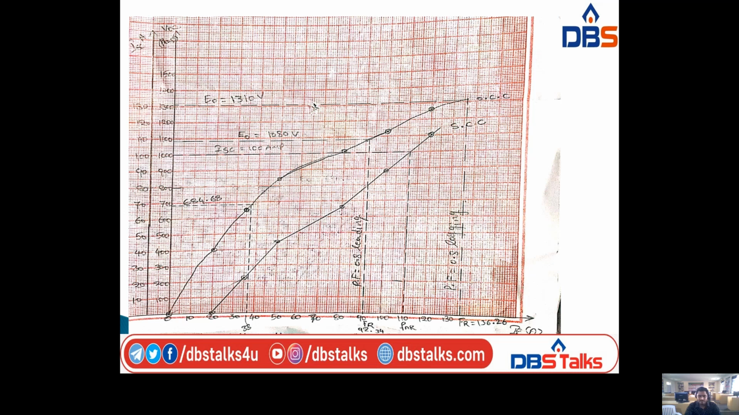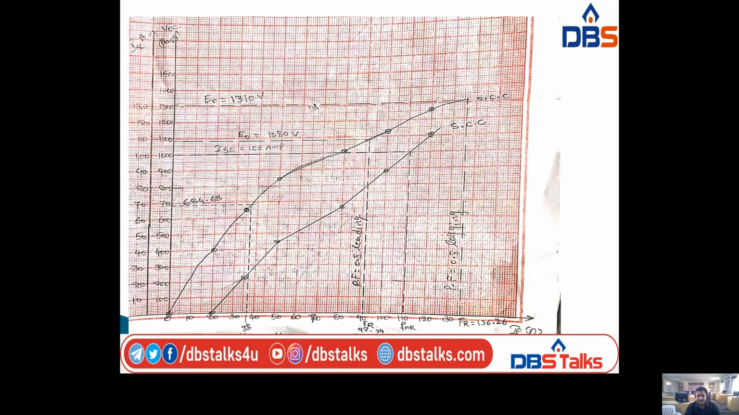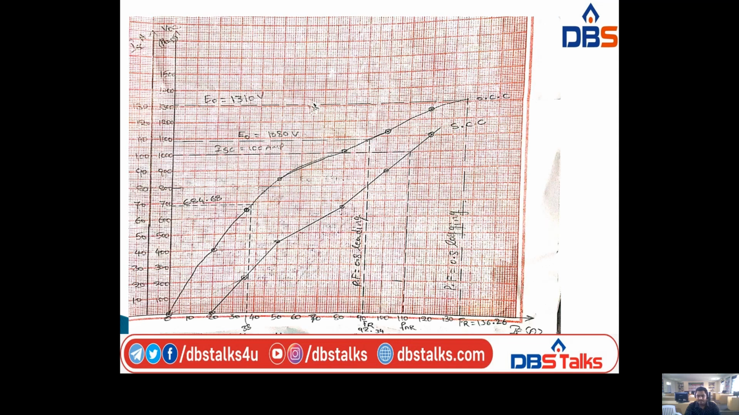Next, at 100 amperes the value is 1127. Mark here. And next, at 120 amperes, the VOC value is about 1258.62. So this is the OCC curve. Combining those points, we will have a curve. That is the OCC curve.